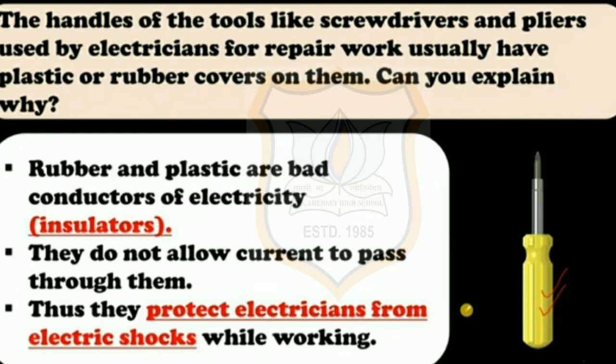The handles of tools like screwdrivers and pliers used by electricians for repair work usually have plastic or rubber covers on them. Can you explain why? Because rubber and plastic are bad conductors of electricity, they are insulators. They do not allow current to pass through them. Thus, they protect electricians from electric shocks while working.